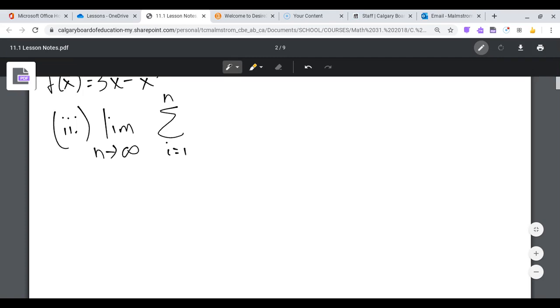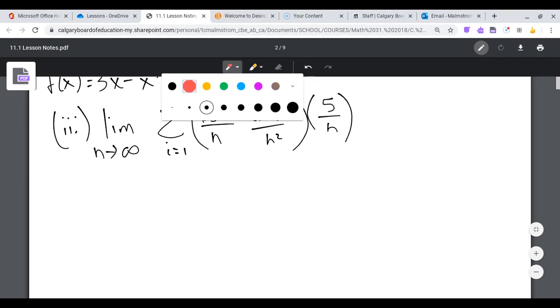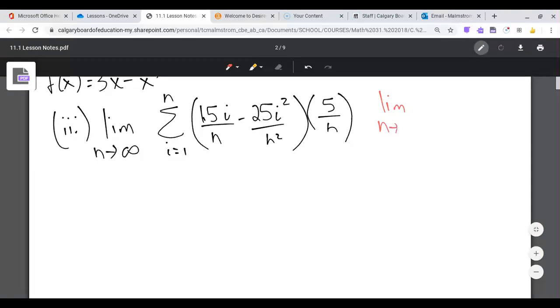xi, which is 15i on n minus 25i squared on n squared, being multiplied to the change in x, which is 5 on n. Okay, so I'm using my limit formula. The limit as n goes to infinity of the sum of f of xi times the change in x.